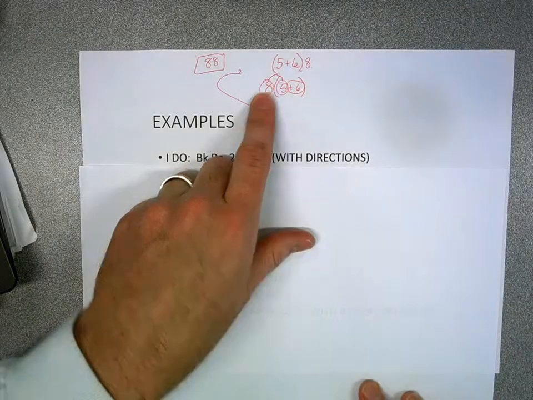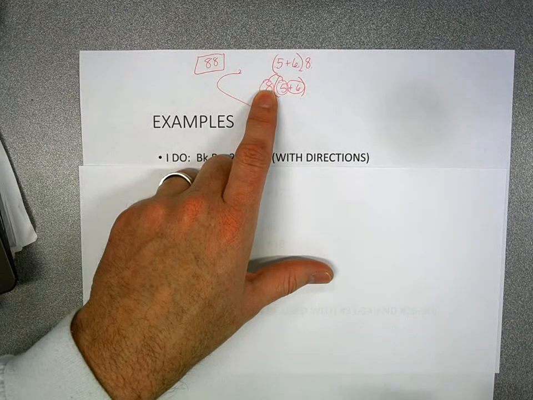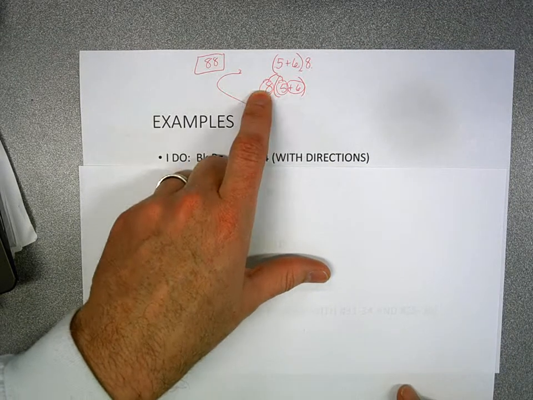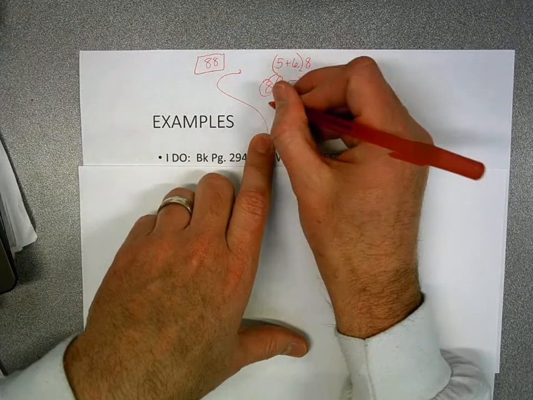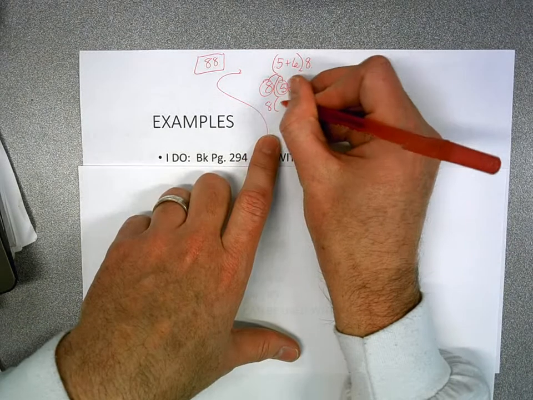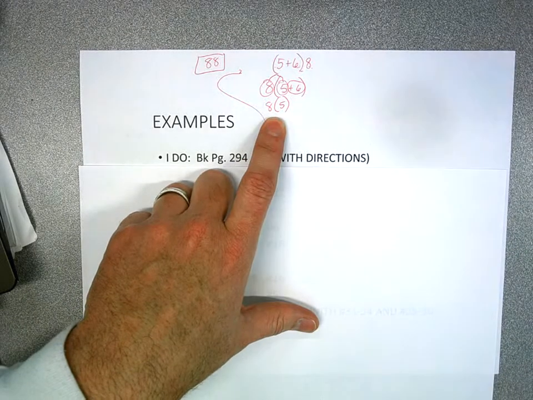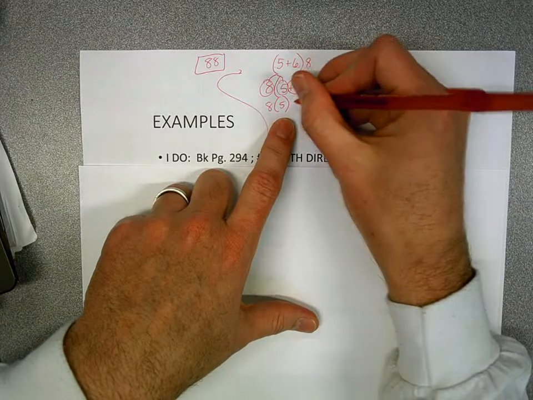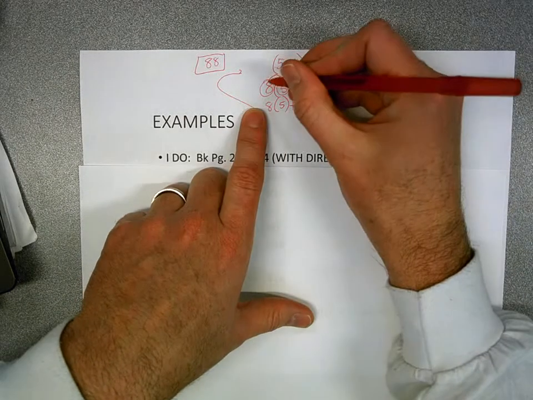I'm going to link it by something people call the rainbow method. I'm going to take these two, link it together, and I'm going to multiply 8 times the 5. I'm going to write it just like that. Then I'm going to put an addition sign here, and I'm going to link the next two.